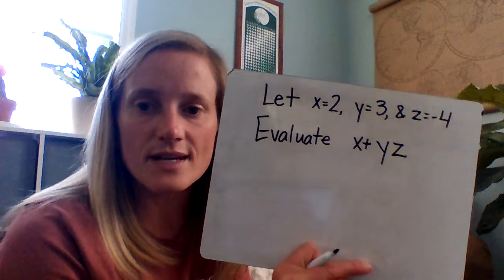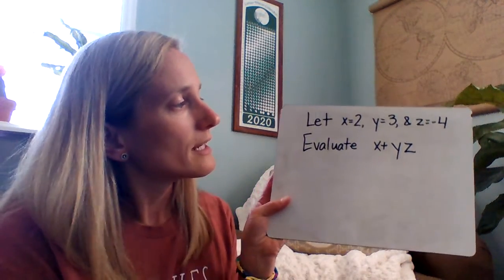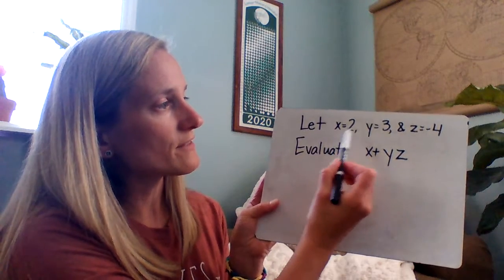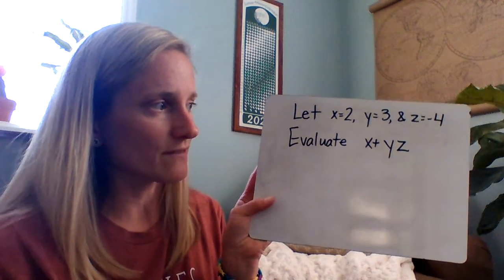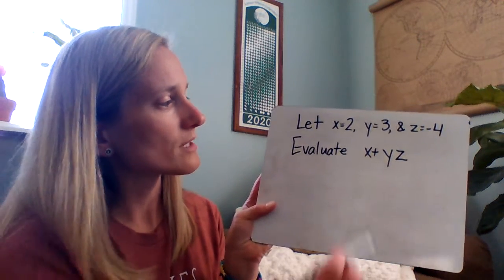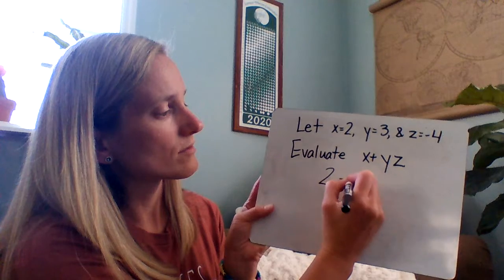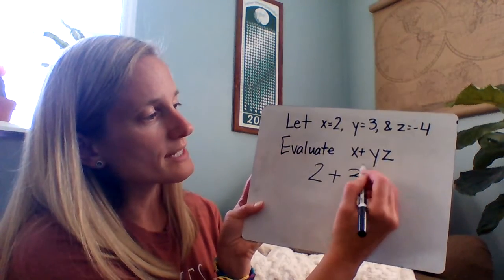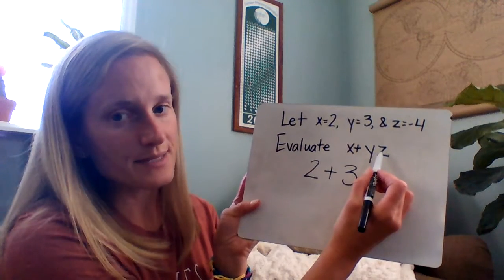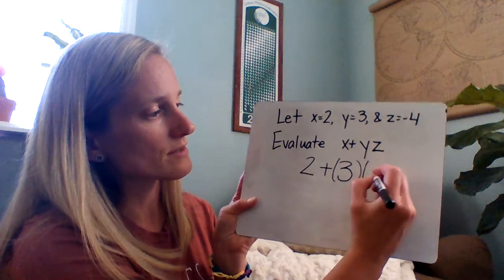In our second example, we still have the same x, y, and z values, but I've given you a new expression to evaluate. So since I've been given values, I can plug them into this algebraic expression and I can figure out what it is equivalent to. So where I see an x, I want to write a 2. Where I see a y, I want to write a 3. And yz is the same thing as y times z. So I'm going to be multiplying these two values together. And z is negative 4.